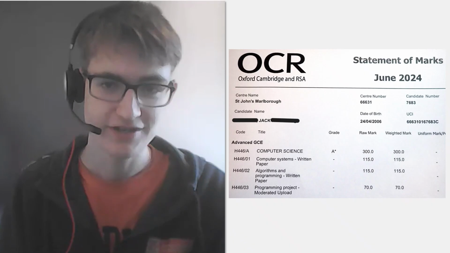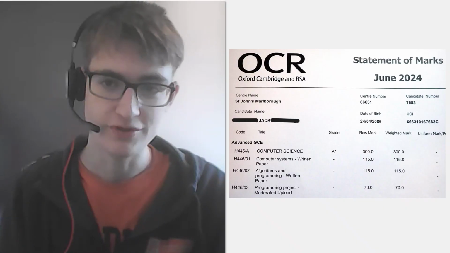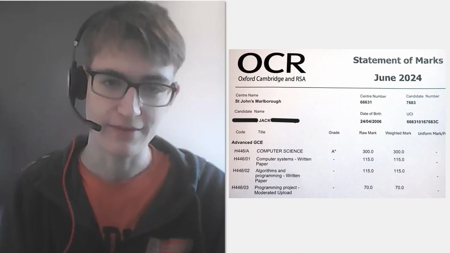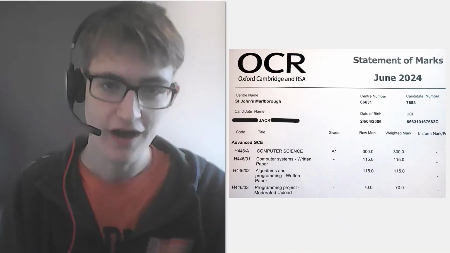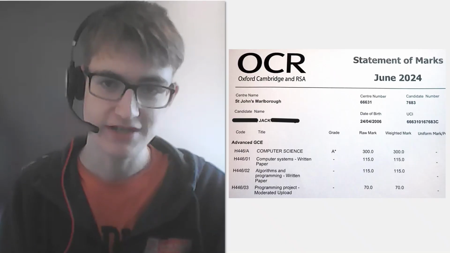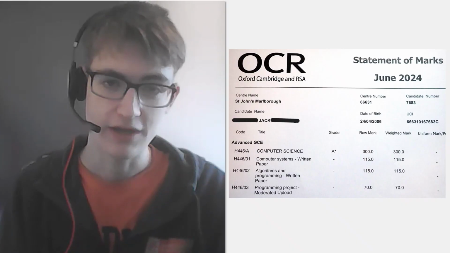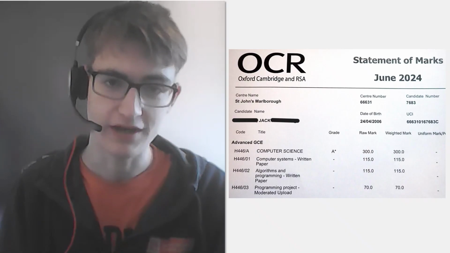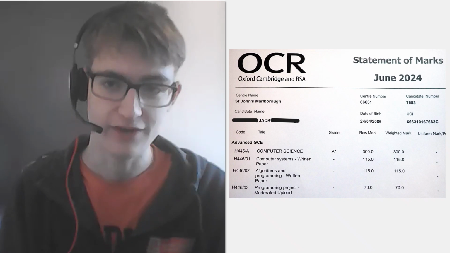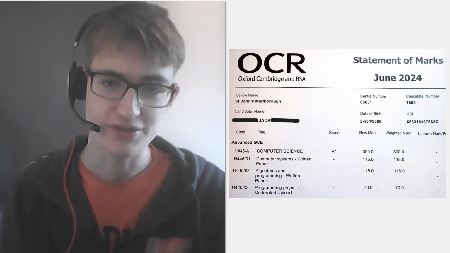So this series is about my A-level Computer Science NEA, or non-examination assessment. I was marked 68 out of 70 by my teacher, but it was moderated up to 70 out of 70 by the exam board. Now my exam board was OCR, but AQA requires the same standard software development lifecycle of analysis, design, development, testing, and evaluation. So these videos will hopefully still be relevant.